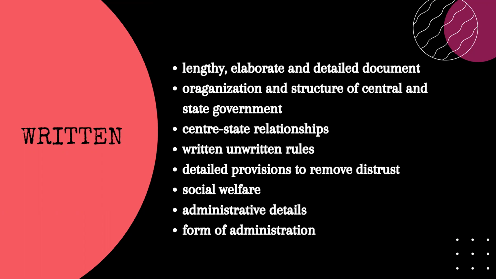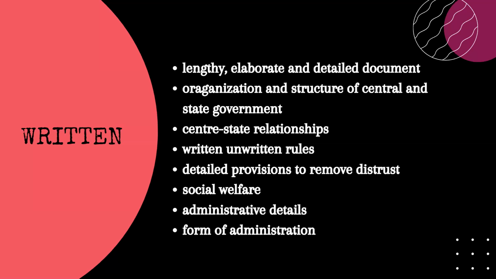Originally, it had 395 articles, 22 parts, and 8 schedules. But now there are 448 articles, 25 parts, and 12 schedules. The reason the Constitution is so lengthy is because it deals with a lot of things relating to the country. First, the Constitution deals with the organization and structure of not only the central but also the state governments. Secondly, it's a federal constitution.